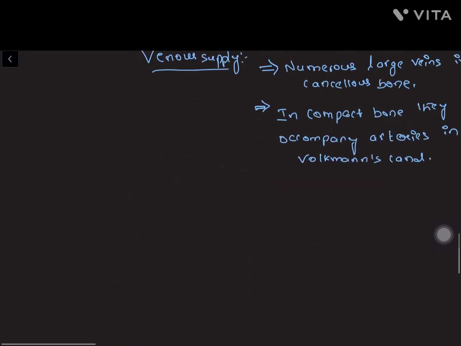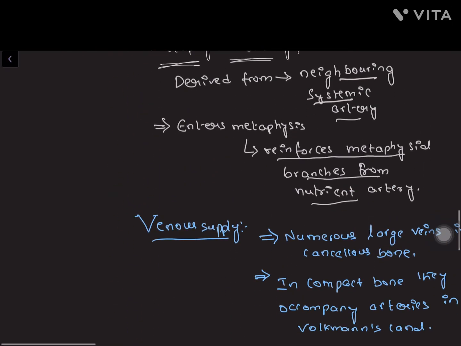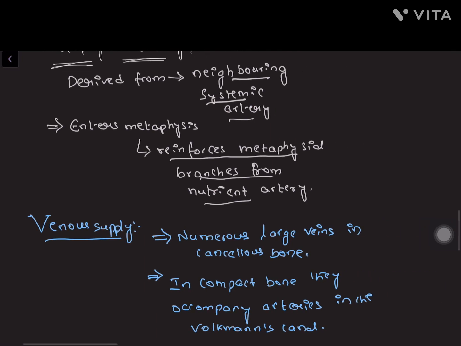Next, venous supply. Venous drainage is by numerous large veins in the cancellous bone. Cancellous bone is the central part of the bone, and in compact bone, the veins accompany the Haversian canals.